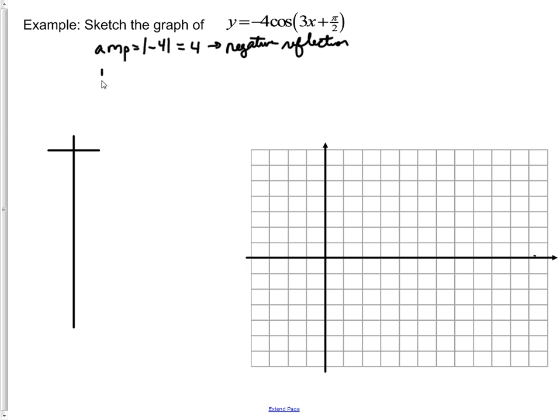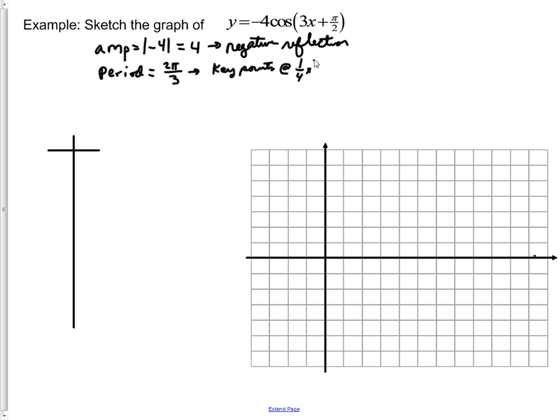How about the period? Well, the period is always found by taking 2 pi and dividing it by whatever is multiplied in front of x. So 2 pi over 3 is our period in this case. Now, one other thing that I make sure I do is get how far my key points are spaced from one another. I do that by taking 1/4 of the period. So key points are always found at 1/4 times the period apart.